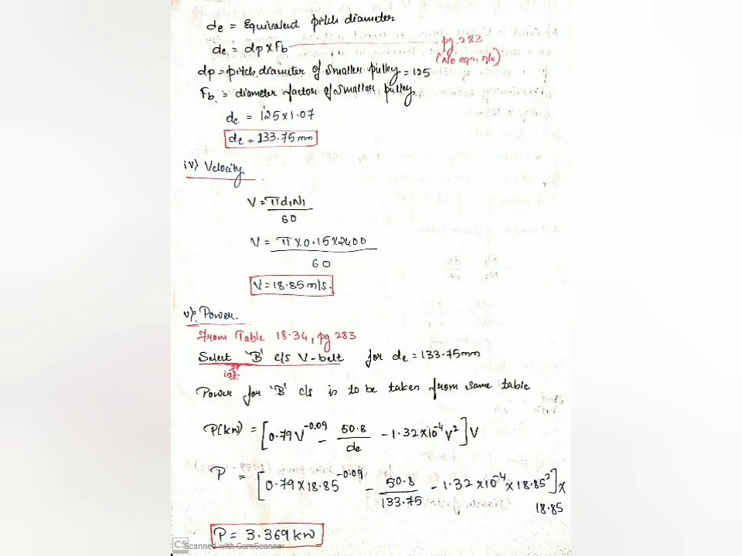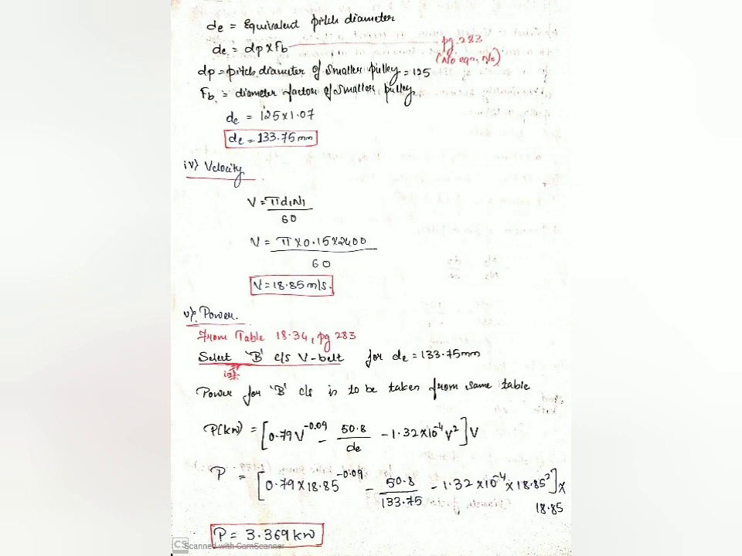So next step is finding the power. Okay, along with power we'll be selecting the type of V belt. So from the calculated value of effective pitch diameter, from table 18.34, page 283, we'll select B cross section V belt. Our calculated effective pitch diameter is 133.75. So the next higher value which is mentioned in the table is 175. So for that, we select B cross section V belt.